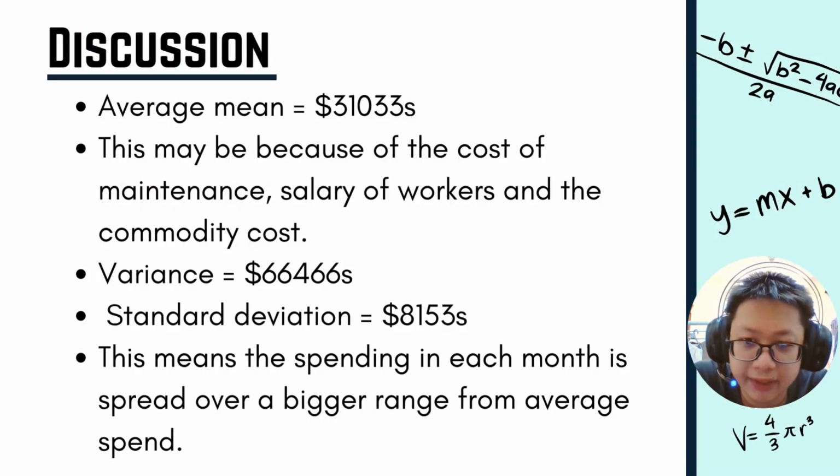So for the result, we will get the average mean for the advertising expenditure in each month is $31033. This is quite high, and this must be because of the cost of maintenance, salary of workers, and the commodity cost. While the variance is $646, and the standard deviation is $8153. This means the spending in each month is spread over a bigger range from average spend.